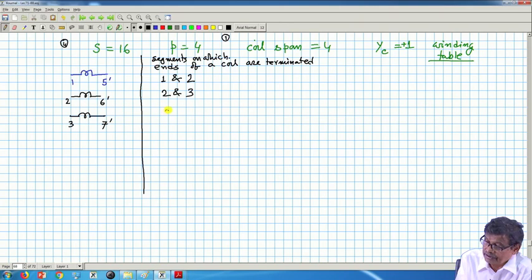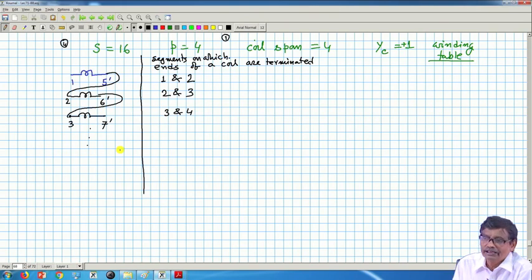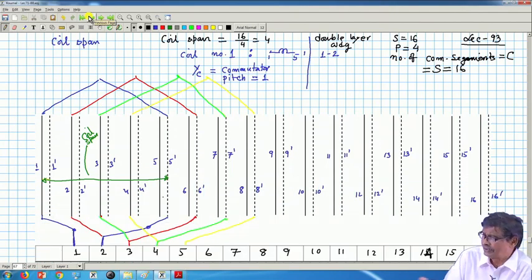So, this will be 3 and 4, these two ends where they are terminated. In this way I will proceed, and then all the coils I have connected them in series, is it not? I will go like this. So, this is how we discussed lap winding. Now, in a much more visually attractive way, this is how things will go on.